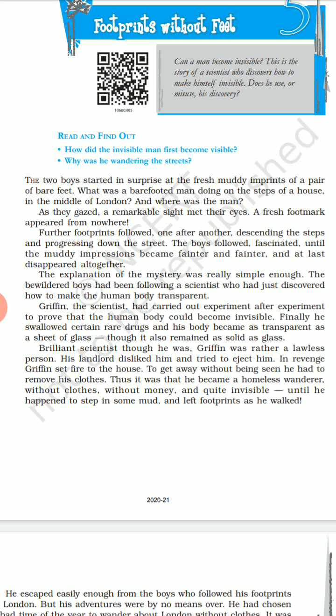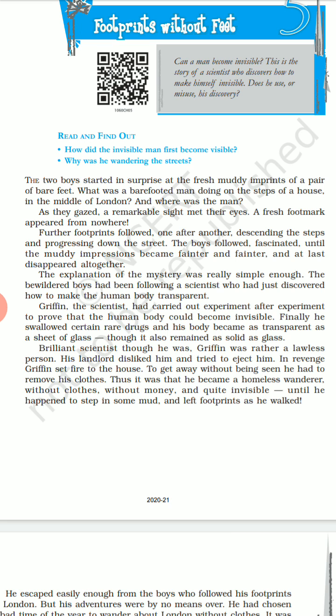So now from this paragraph, we came to know how his footprints had got fresh mud on it. So, the brilliant scientist. Brilliant means extremely or exceptionally clever and talented. Though he was very talented, this Griffin was a lawless person. Lawless means a person who does not obey the law. So why is the narrator saying that Griffin, though he is a brilliant scientist, is a lawless person?